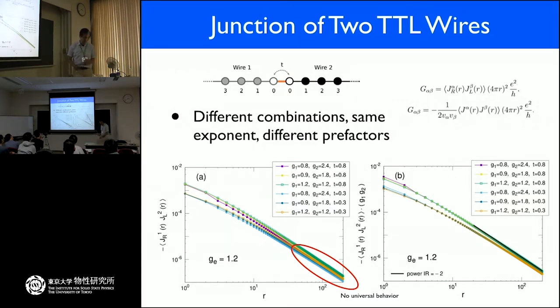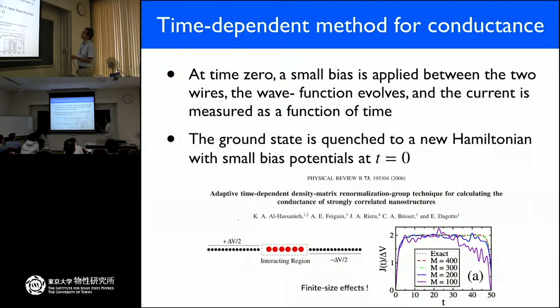Maybe there's some corrections we don't know about. But because of this simple setup, we can try to directly measure the conductance. So what's conductance? Conductance is your current divided by your bias. So we can just directly evolve the system and then measure the current and get the conductance. So the setup is like this.